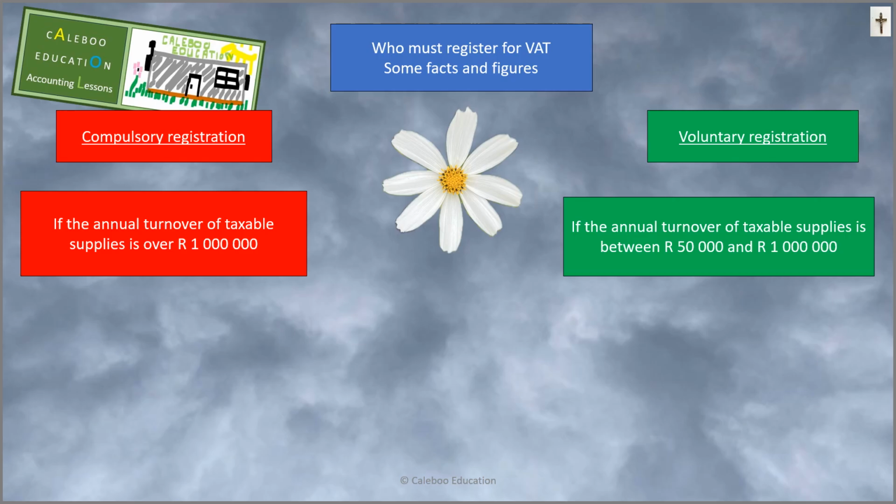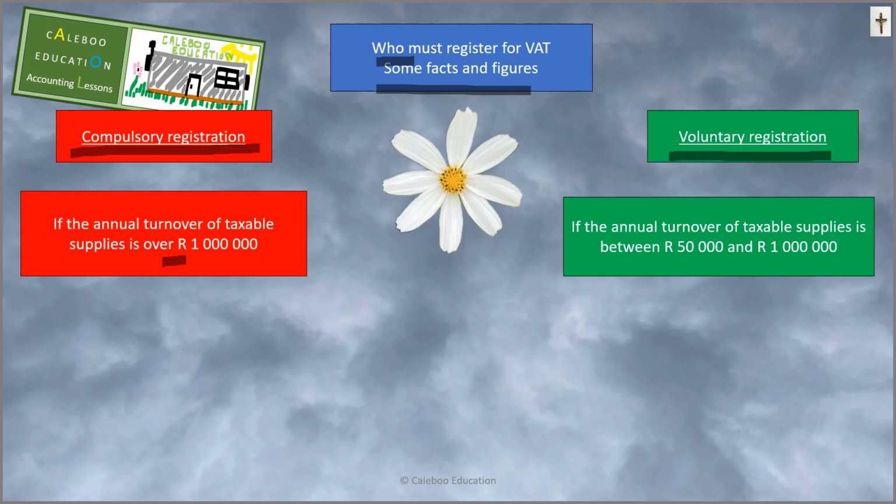On this slide, I will look at who must register for VAT, and then some facts and figures with regard to VAT. There are two types of registration for VAT: compulsory registration, and then you can voluntarily register your business for VAT. I'm looking at this video in a South African context, so I'm using rands, but the same principles of VAT will apply in all countries.